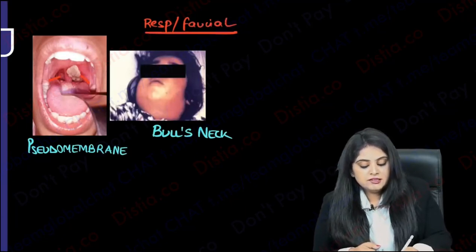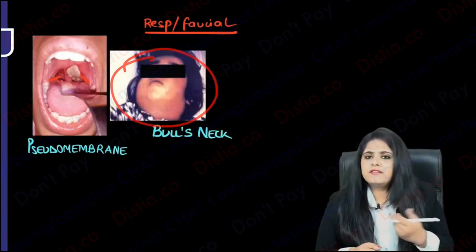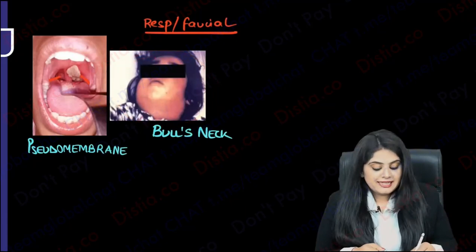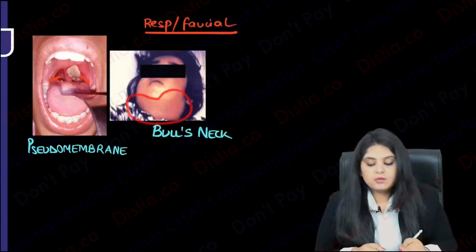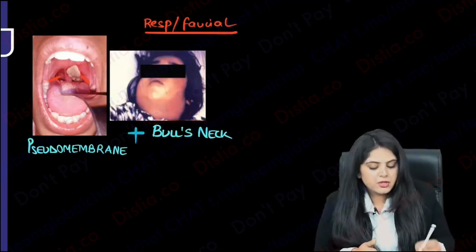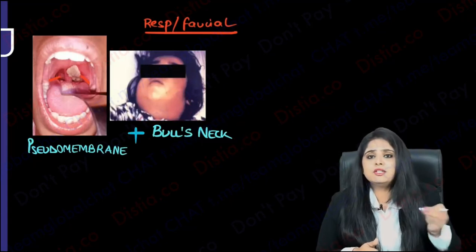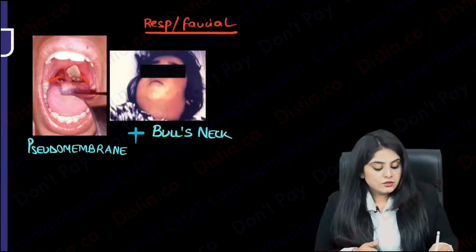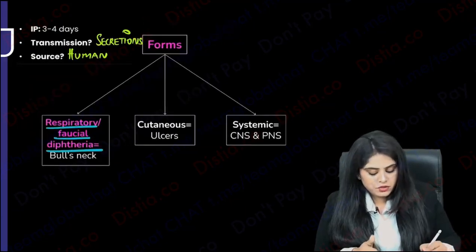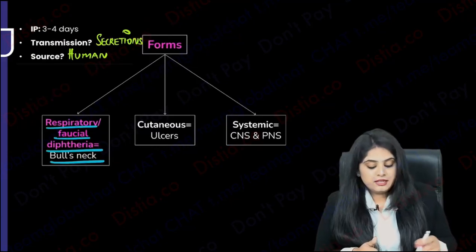What else? The celebrity kid. The kid's picture comes in every GT, every subject-wise test and every main exam also. There are lots of lymph nodes over here, so this is going to result in bull's neck. Remember, these two pictures have come in almost every exam from FMG NEET to INI. Every exam. So pseudomembrane and bull's neck are a part of the respiratory or the faucial diphtheria. Other than that, there is a cutaneous and a systemic form.